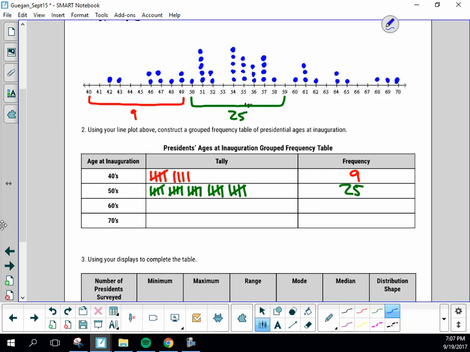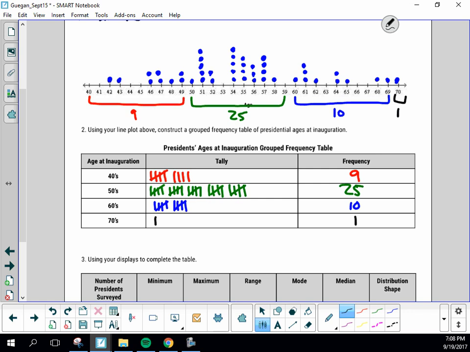Okay, moving right along. In the 60s, presidents inaugurated when they were between 60 and 70 years old. 1, 2, 3, 4, 5, 6, 7, 8, 9, 10. And then in the 70s, only one president. Let's put a 25 over here, a 10 over here for the 60s. Only one president inaugurated in their 70s, so we'll put a 1 right there. And that's what your frequency table should look like.